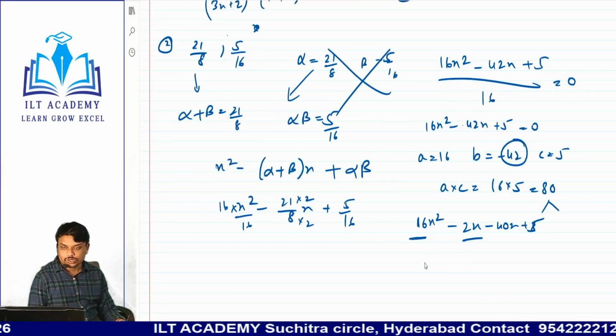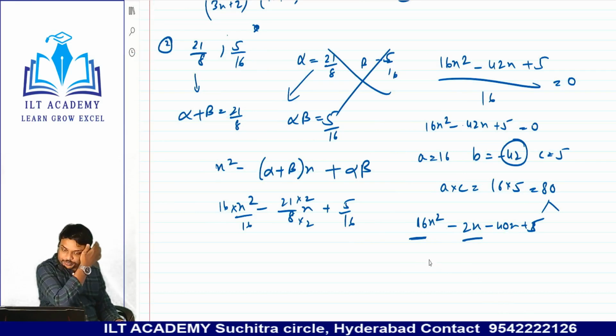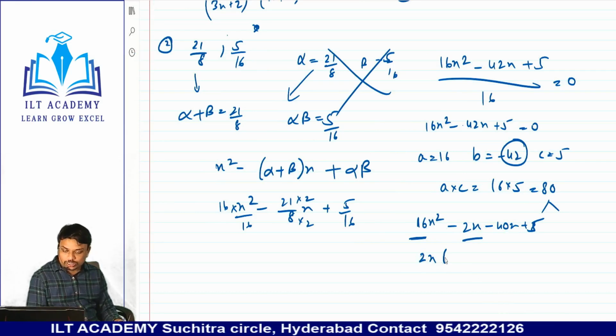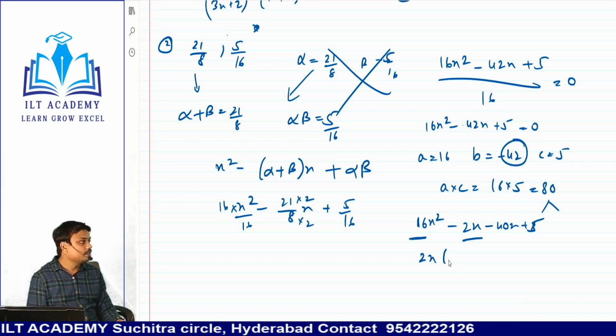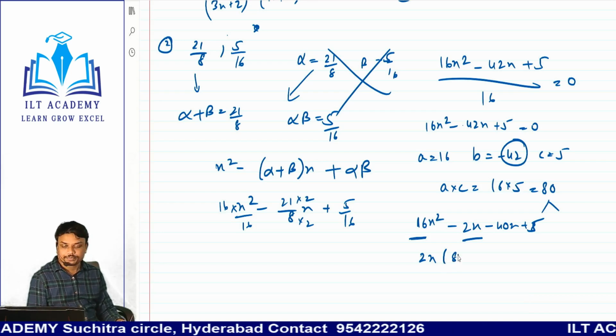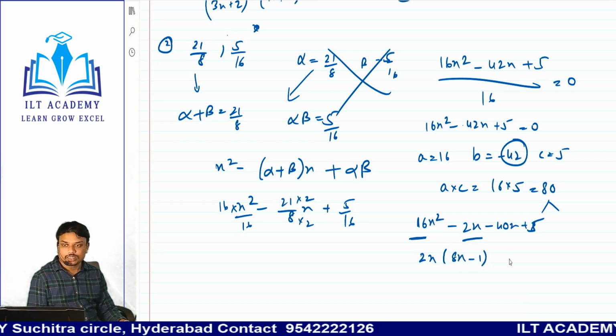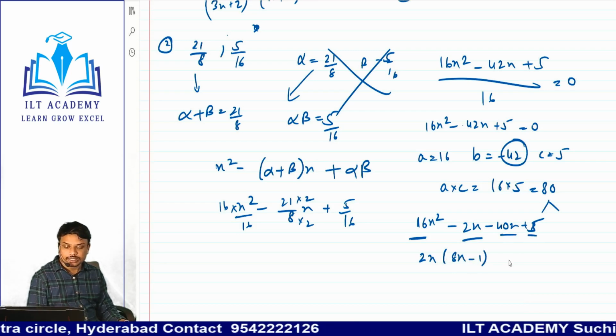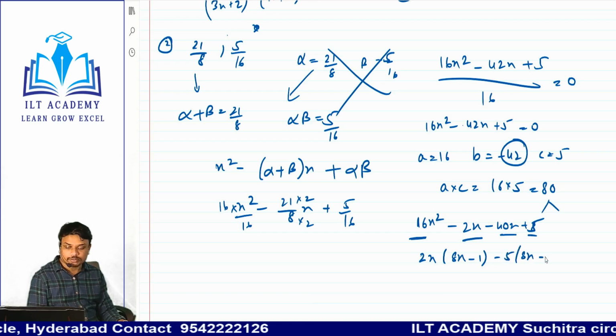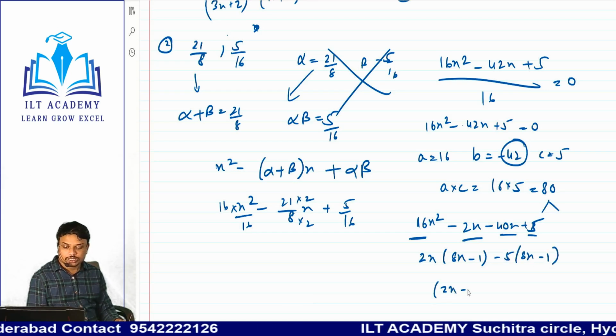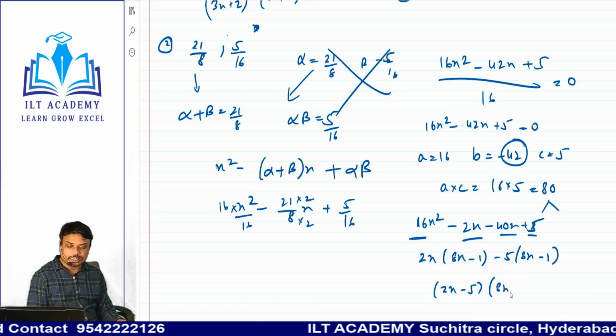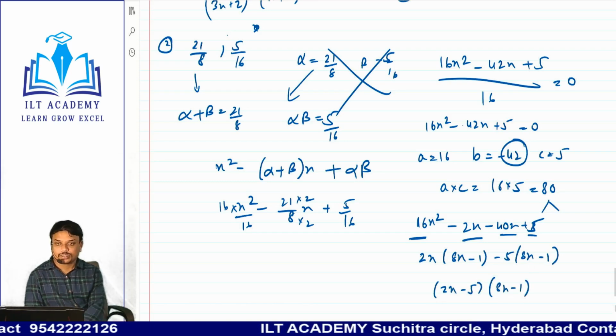So now here I can take 2x as common. Then it will be 8x minus 1. Here I can take minus 5 as common. It will be 8x minus 1. So it is (2x minus 5) into (8x minus 1). Clear?